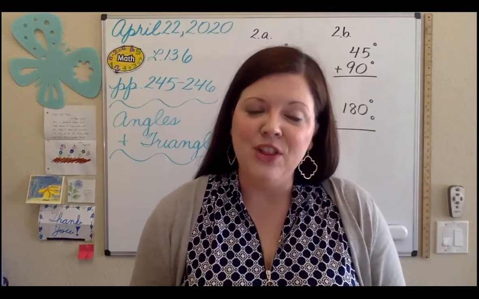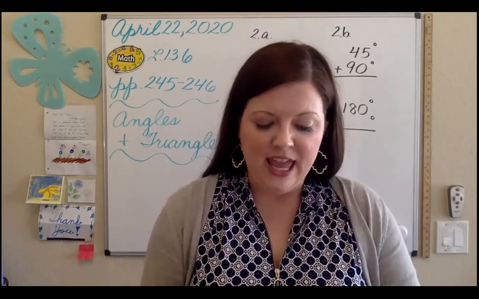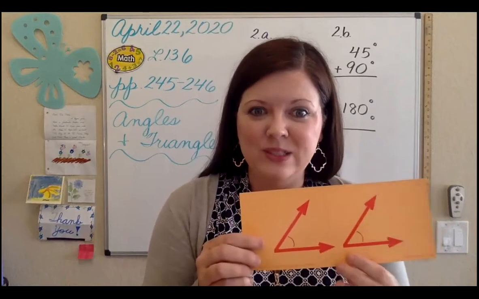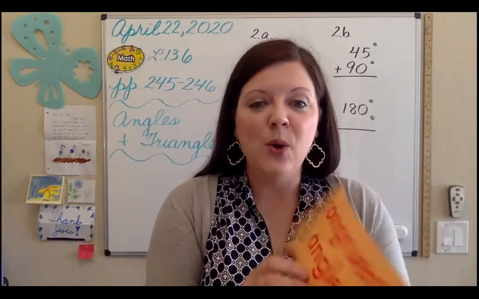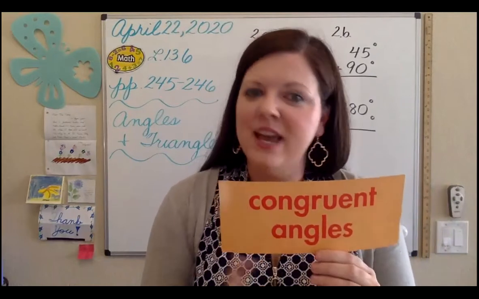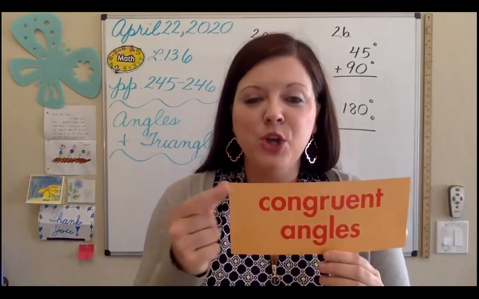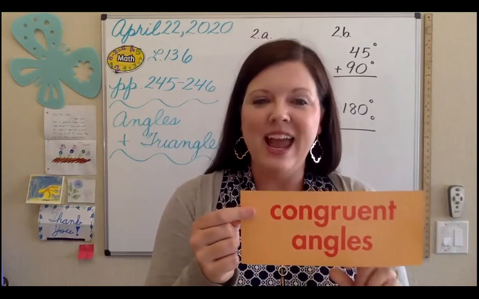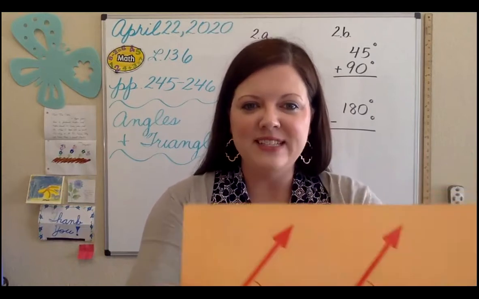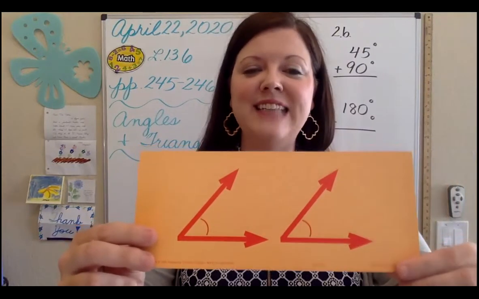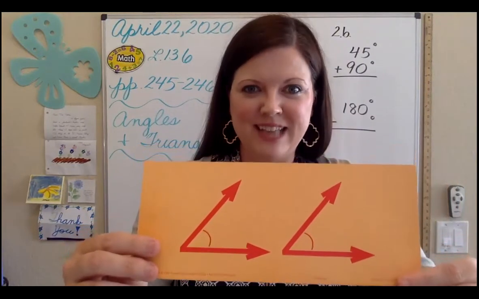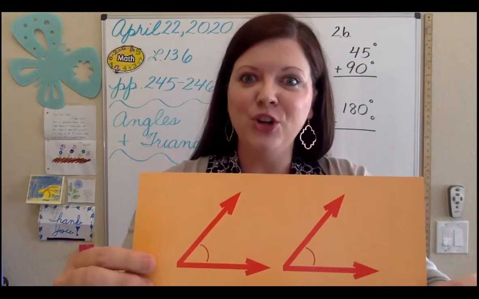Today we're going to learn that just like with yesterday, if you have two angles that are the same shape and the same size, those are called congruent angles. That's the first thing that we need to know. Congruent means the same shape and the same size. Look at both of these angles. They're exactly, can you see? They're exactly the same shape, the same size. So we say that they are congruent.